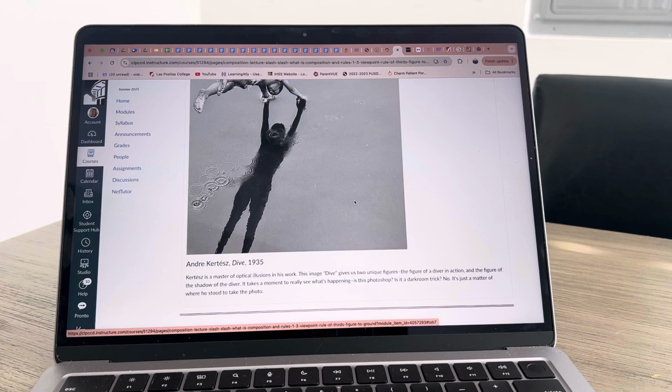Kertesz is a master of optical illusions in his work. This image, Dive, gives us two unique figures: the figure of a diver in action and the figure of a shadow of a diver. It takes a moment to really see what's happening in this photograph. It is a darkroom trick. Wait, is it a darkroom trick? No, it's just a matter of where he stood to take the photo.